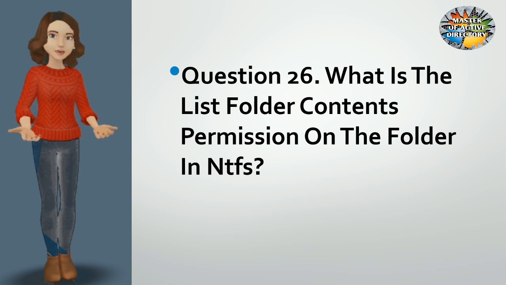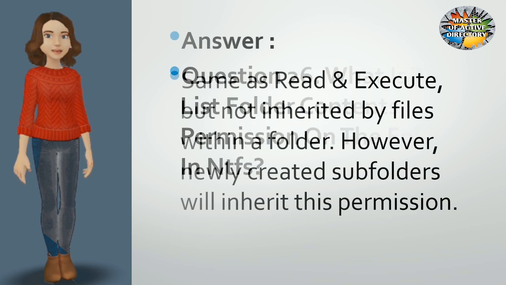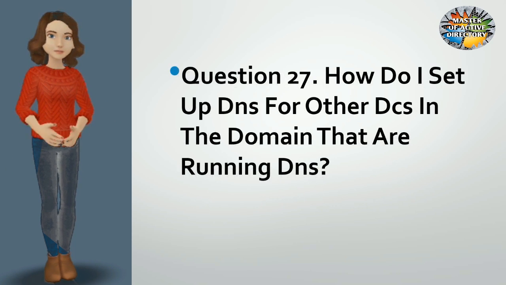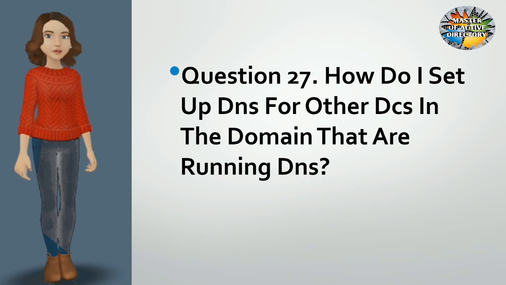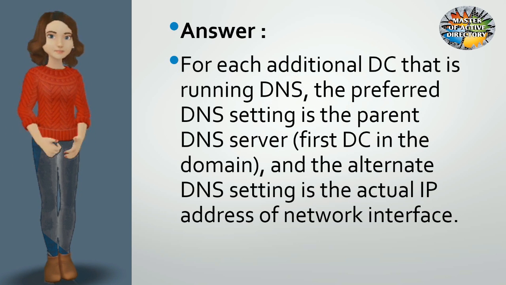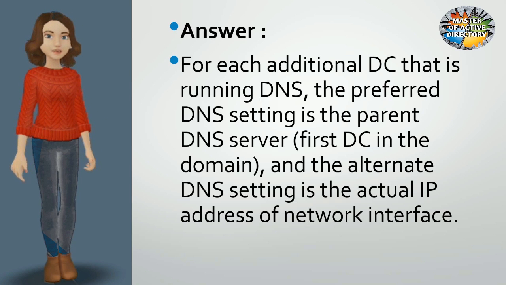Question 26. What is the list folder contents permission on the folder in NTFS? Answer. Same as read and execute but not inherited by files within a folder. However, newly created subfolders will inherit this permission. Question 27. How do I set up DNS for other DCs in the domain that are running DNS? Answer. For each additional DC that is running DNS, the preferred DNS setting is the parent DNS server, first DC in the domain, and the alternate DNS setting is the actual IP address of network interface.